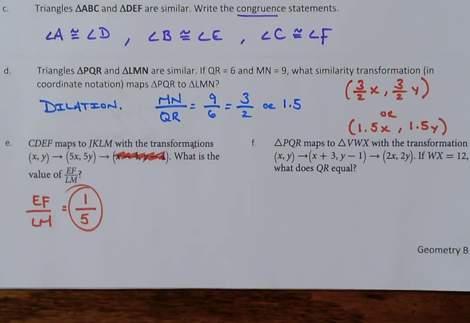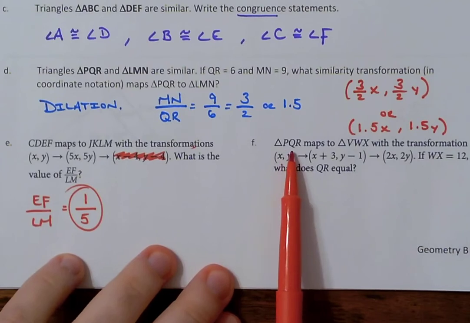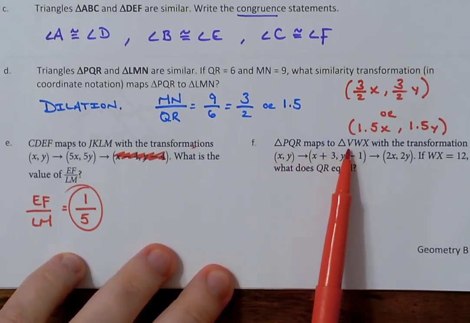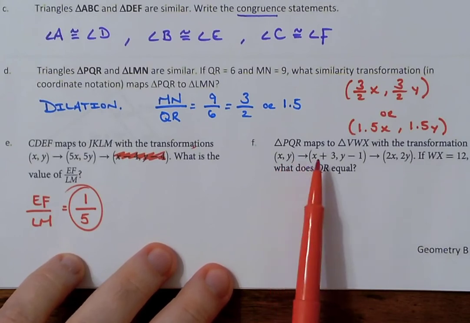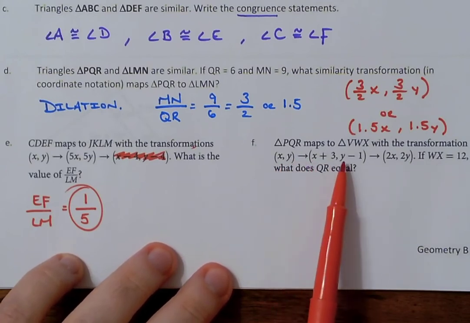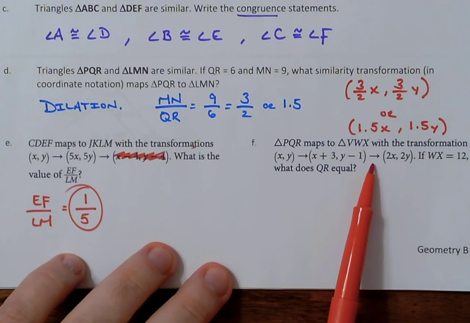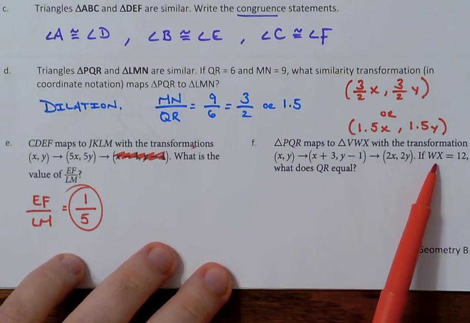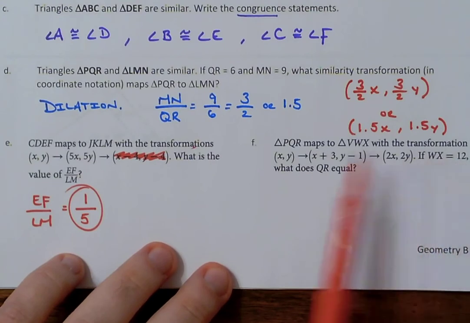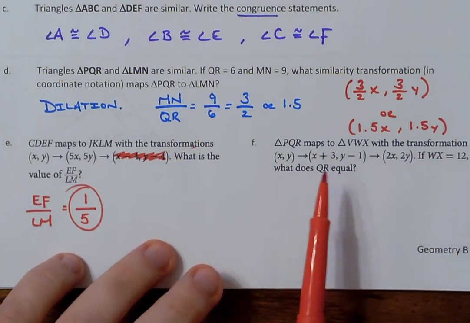All right, lastly, before we move on to example 2, for f, it states PQR maps to VWX with the transformation xy goes to x plus 3, y minus 1, goes to 2x, 2y. If WX equals 12, what does QR equal?